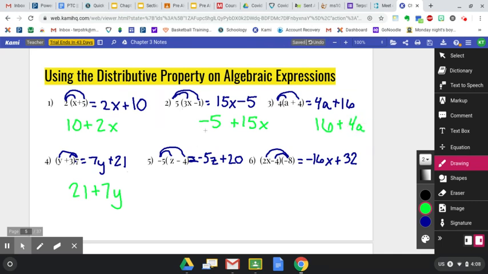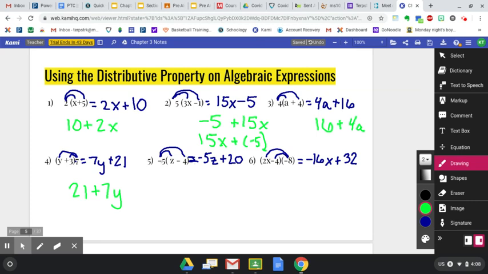Also want to talk about number 2. You could have had that as 15x plus a negative 5. That's also saying the same thing, right? Plus a negative is the same as a minus, right? Plus -5 is the same as -5. So there's another way to write that.